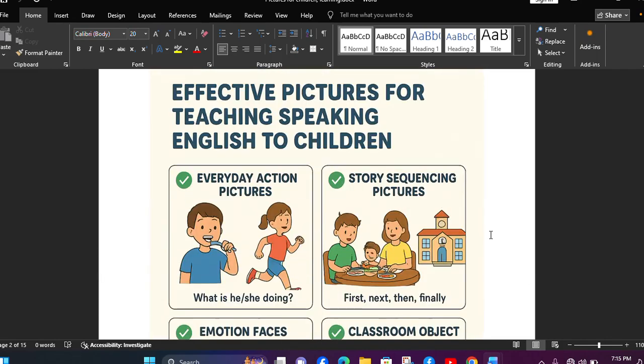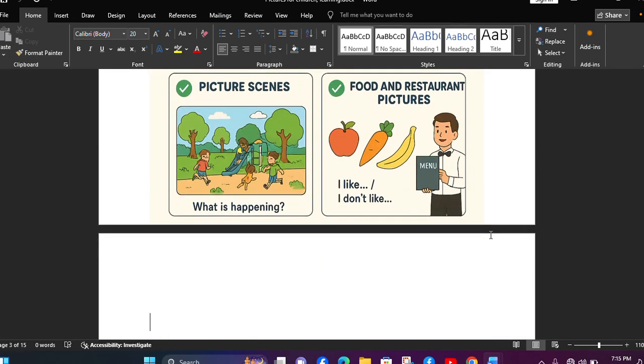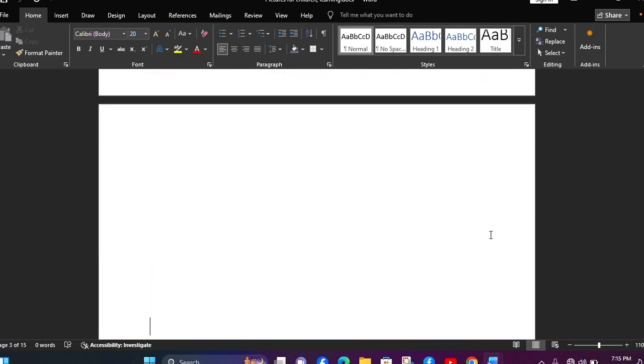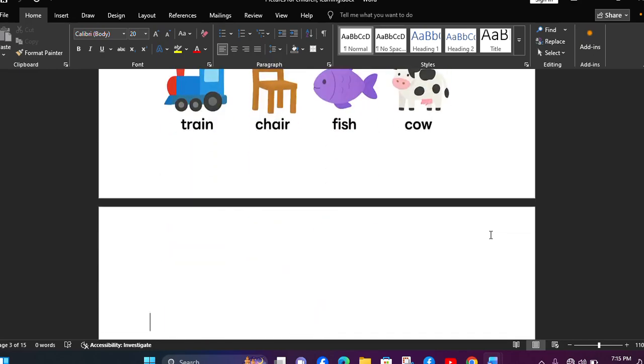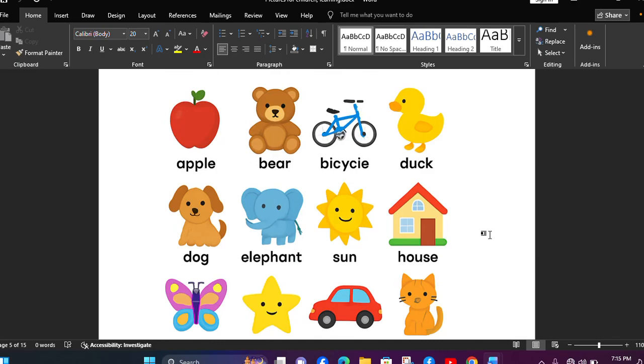AI or ChatGPT and ask ChatGPT to generate these pictures for children, and the AI will always generate them for you so that you can make use of it. It's very helpful for your class. It will be very good and helpful for your class.